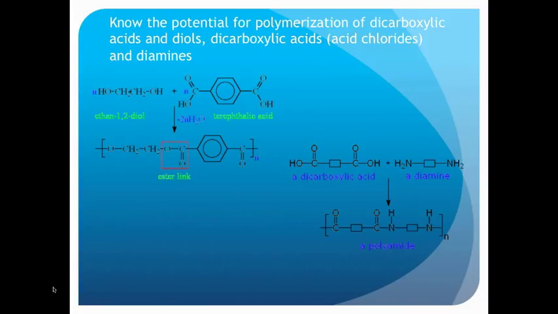We have a dicarboxylic acid, no matter the length, mixing with a diamine, and it makes a polyamide polymer. Notice here the same situation going on. What is taken out of the diamine and the carboxylic acid? A water molecule again.